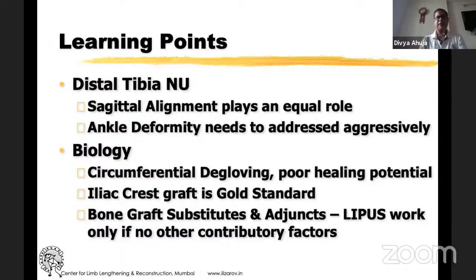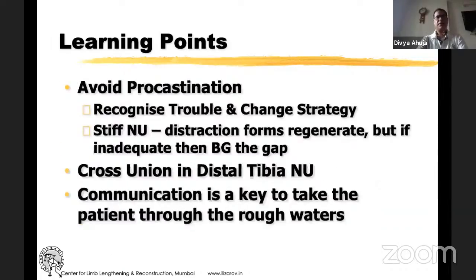For the biology, the circumferential degloving definitely had some poor healing potential. We did get fooled by that extra bone which was forming. We treated it as a stiff non-union initially, thinking it would respond to distraction and regenerate would form, but it didn't really happen. So adding bone graft substitutes or any adjuncts like LIPUS really doesn't work if there are other contributory factors. So iliac graft there is the gold standard.